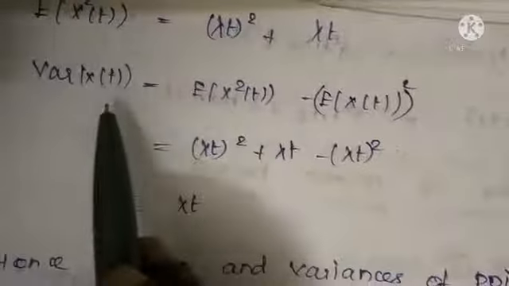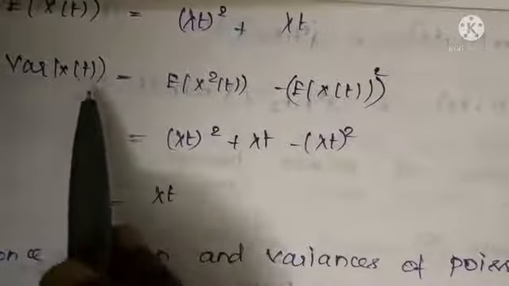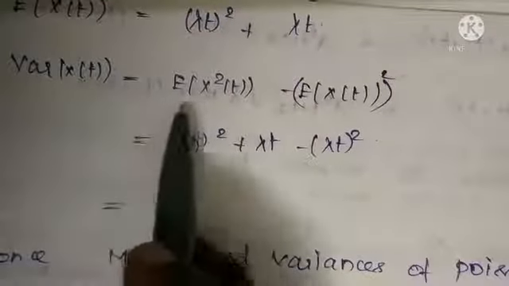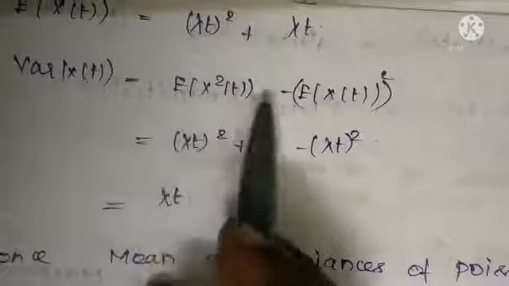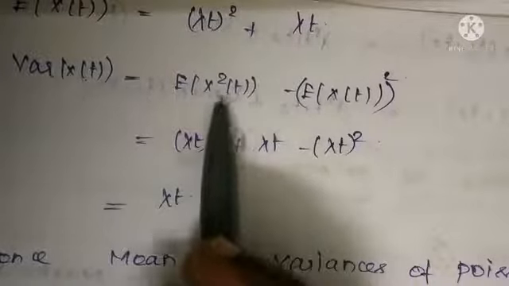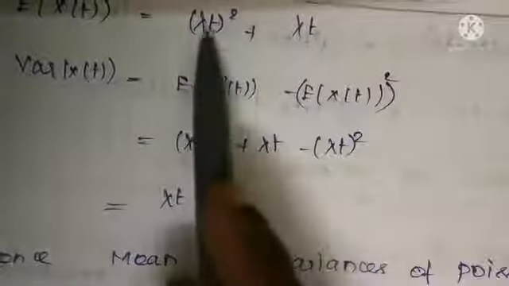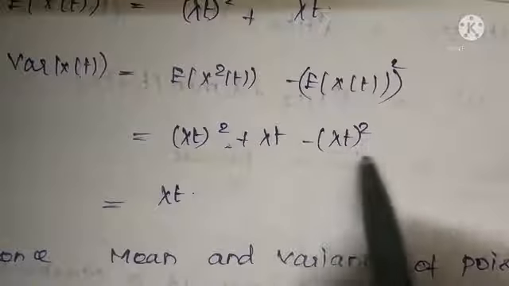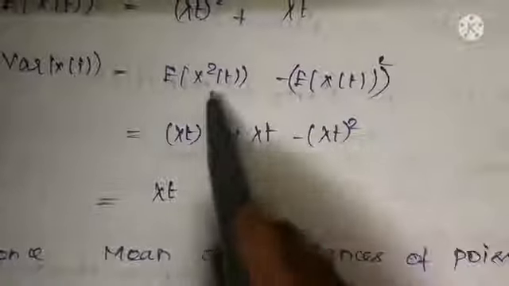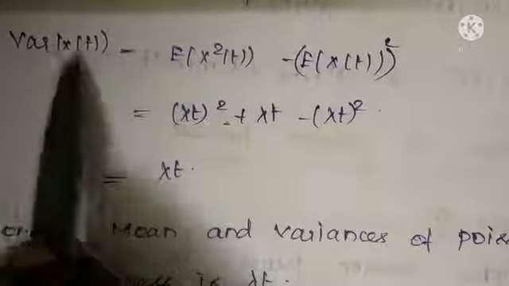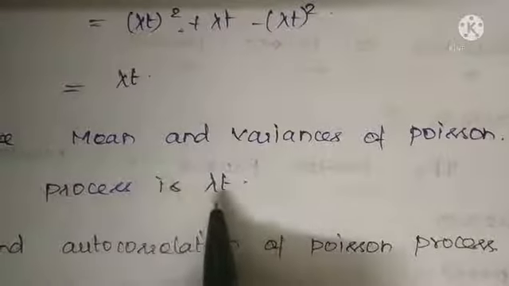Now let us come to variance. We know the formula for variance, which is E of x square minus E of x the whole square. Here it is E of x square of t minus E of x of t the whole square. So E of x square of t is lambda t whole square plus lambda t. E of x of t is the mean, which is lambda t. We know the mean of Poisson process is lambda t. So these two get cancelled, it is lambda t. So variance is also the same, lambda t. Hence mean and variance of Poisson process is lambda t.